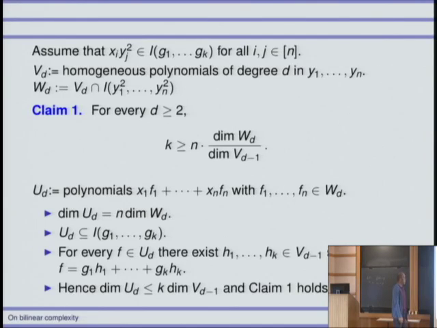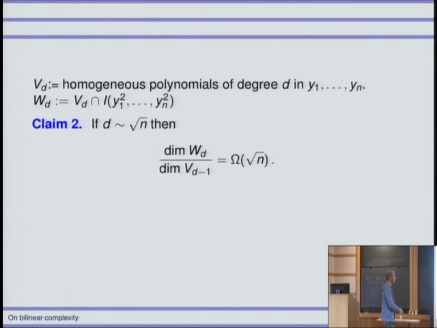Well, the second claim is now, of course, that one wants to maximize the dimension of Wd over the dimension of Vd minus 1, which is relatively simple. The only, I think, surprising thing about this proof is that it does give something non-trivial, because if you try feeding for d some constant, you get nothing. If you try feeding for d n, you also get nothing. But if you feed for d roughly square root of n, then you will get the ratio of the dimensions of the two spaces roughly square root of n.